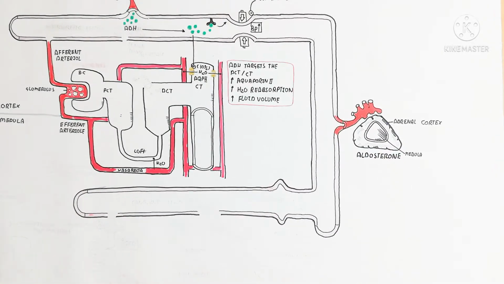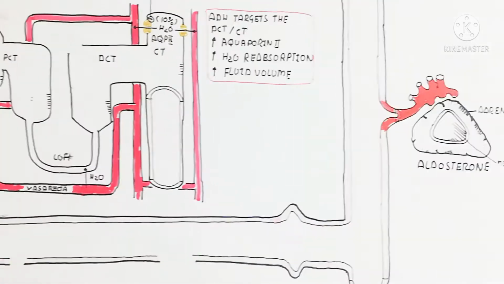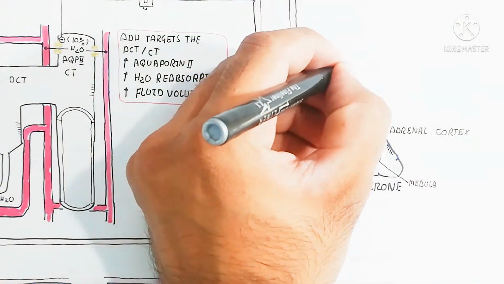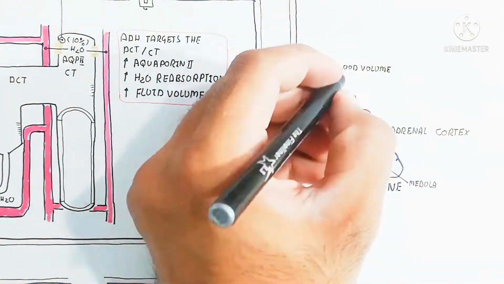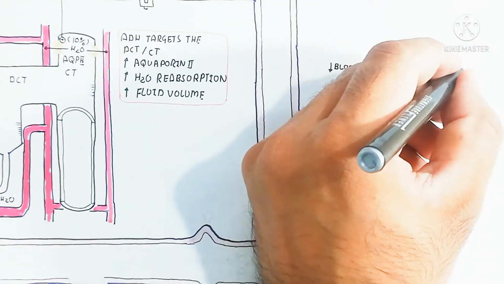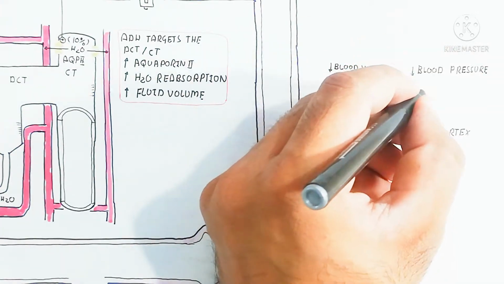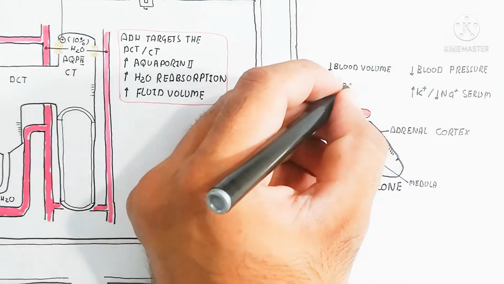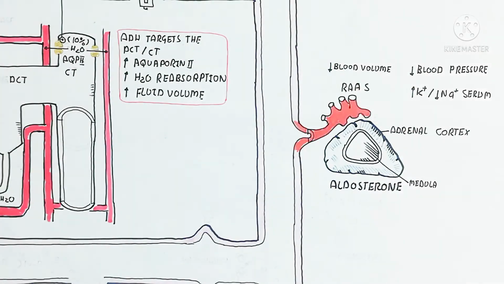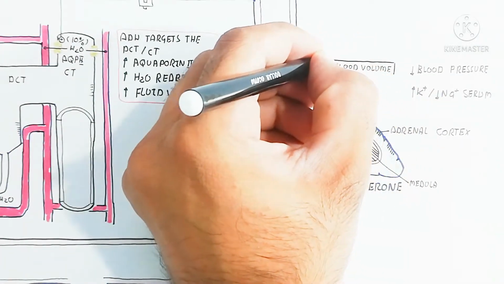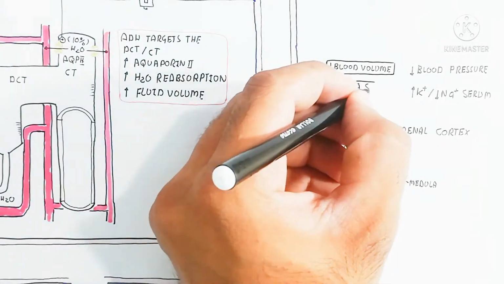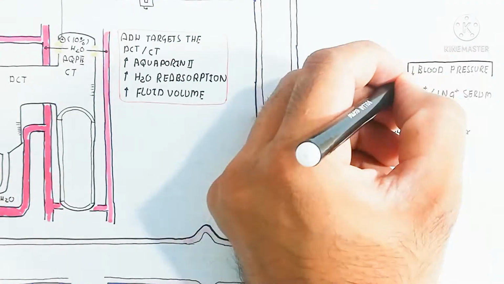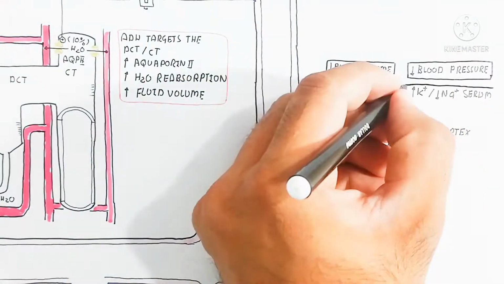The renin-angiotensin-aldosterone system is increased when blood volume and blood pressure decrease, as well as when sodium decreases and potassium increases in the blood serum, leading to an increase in aldosterone production.